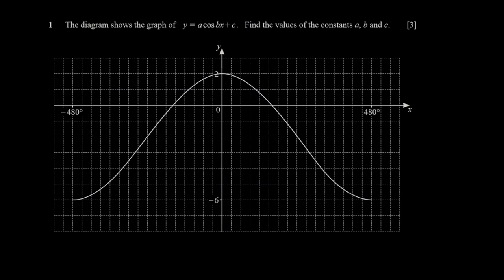All right, so here we are in question 1. It's a trigonometric graph style question. We've got a graph of a cos bx plus c. We want to find out what a, b, and c are. Now, the key to doing this is really to understand what is meant by a, b, and c.